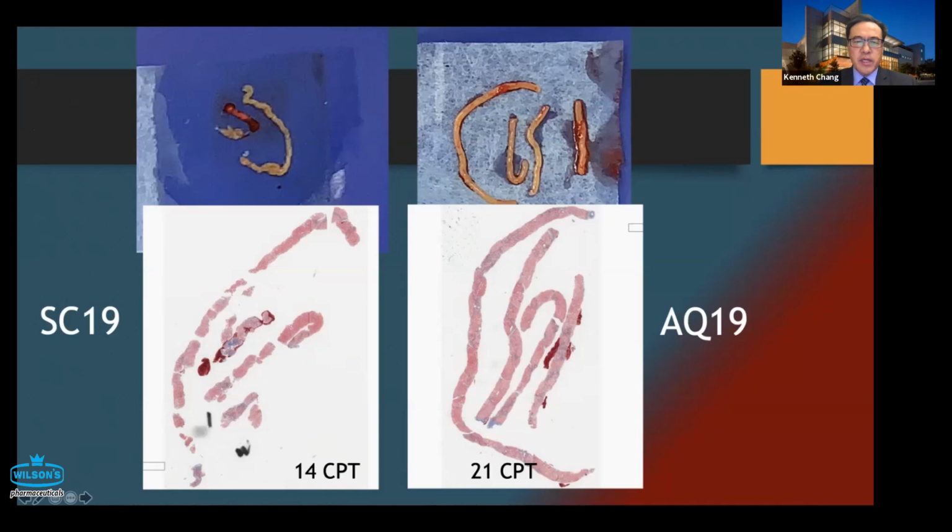So this is the low power showing the gross specimen in the same patient, same lobe, a randomized sequence, showing a very nice specimen obtained.